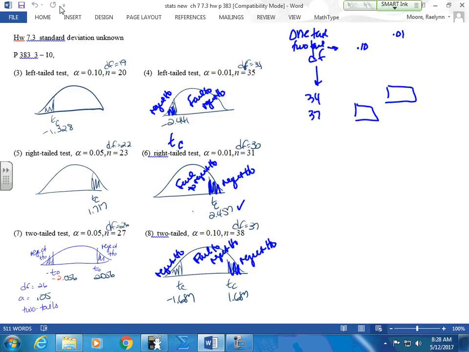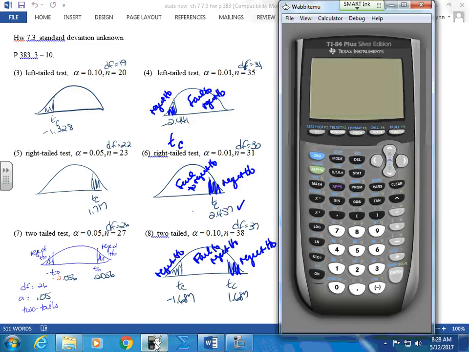Now for those of you that like the calculator still, do the second pairs, inverse. T is for your table 5. Put your tail in there. So if you're doing a 0.01, put your 0.01 in there, and you have to give me the 0 and the 1, and then your degrees of freedom go in here. So if degrees of freedom was 30, that's all this means.